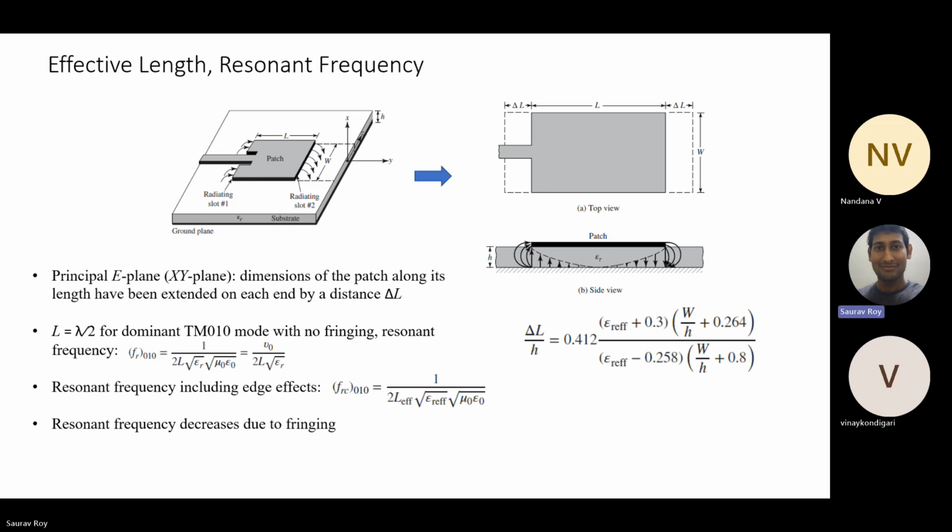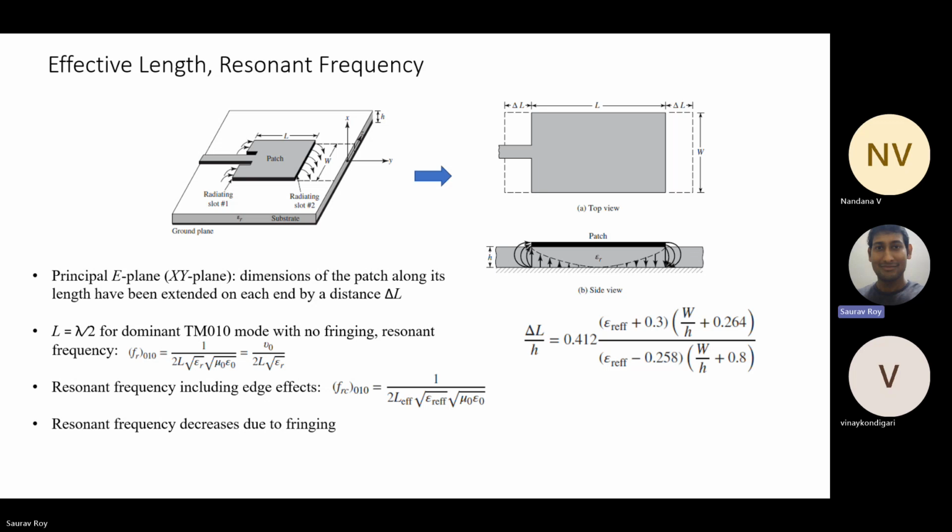And this delta L by H has a formula, calculated in terms of epsilon effective and other quantities. With the fringing effects, you can calculate the resonant frequency of the dominant mode as 1 by 2 L effective, with the other quantities also mentioned. Epsilon effective and effective length, all this you should take into consideration. From that you can find the resonant frequency. So as the effective length increases, the resonant frequency decreases due to fringing.